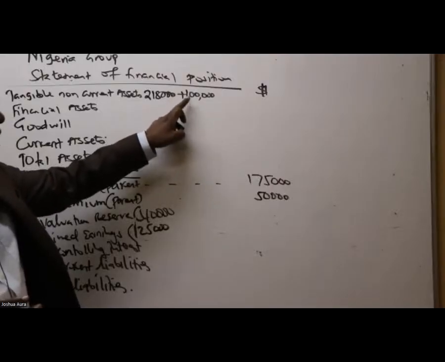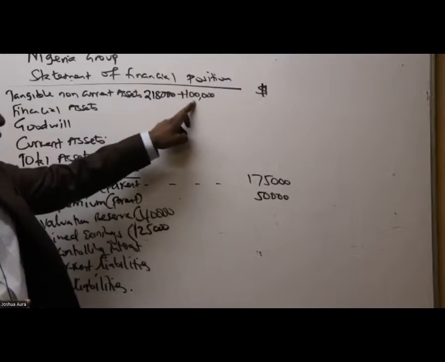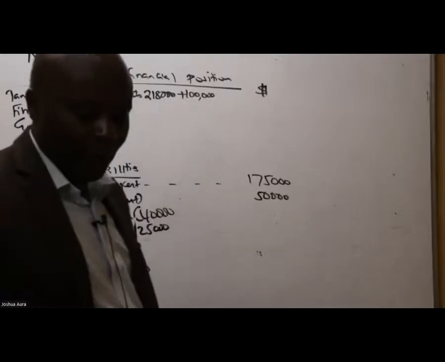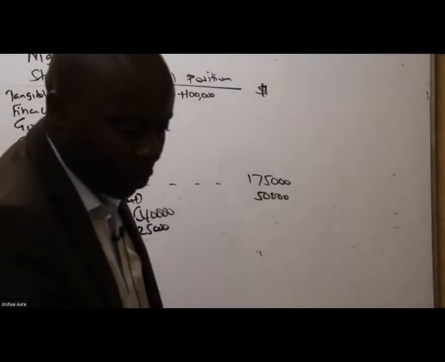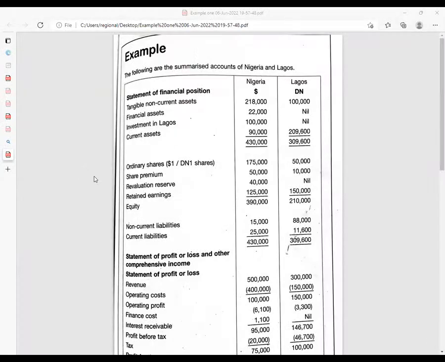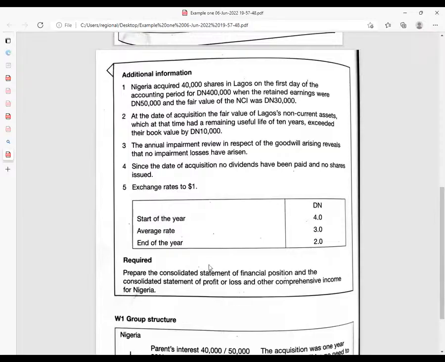So please tell me, this 100,000 tangible non-current asset, which rate should I use to translate it? The exchange rates are given down here. From note number 5, should I use the start of the year rate, the average rate, or the end of the year rate? Someone talk to me. Which rate should I use?